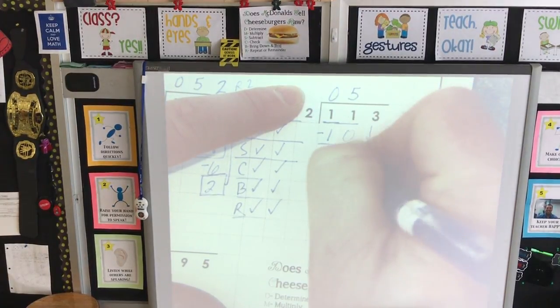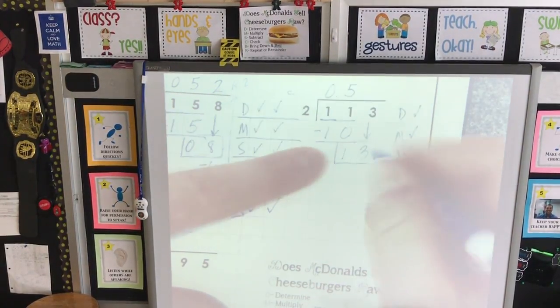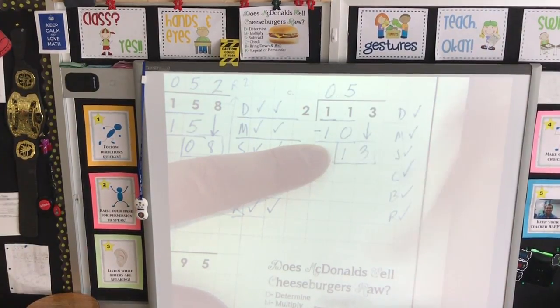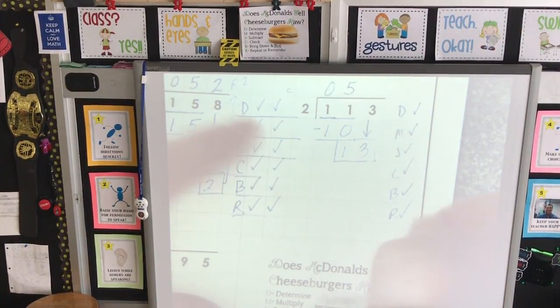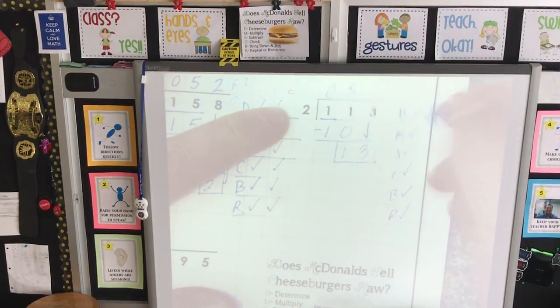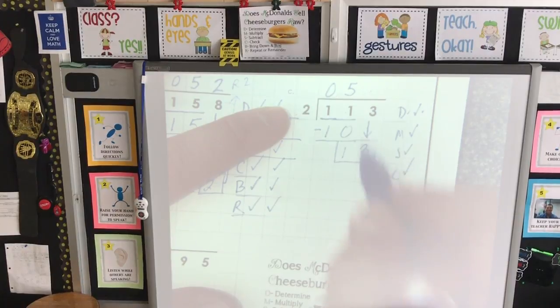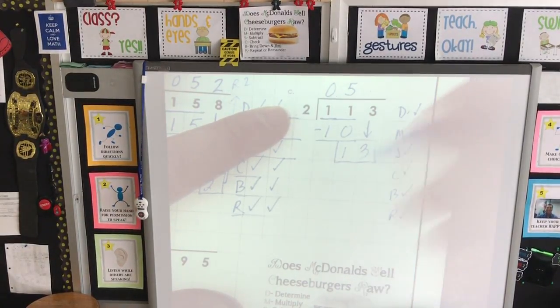You'll get into that habit. Bring down the 3 in box. All right. Repeating because there's no spots left in the quotient. So let's go ahead and repeat the process. Back up to D. Ready, set, go. Determine 2 times what gets me close to 13 without going over.